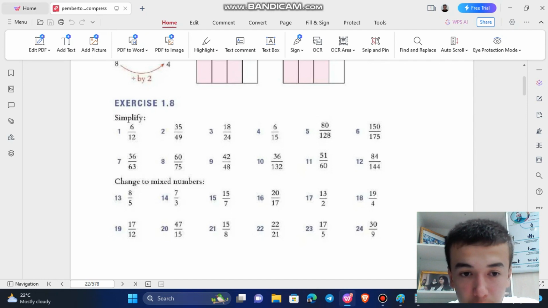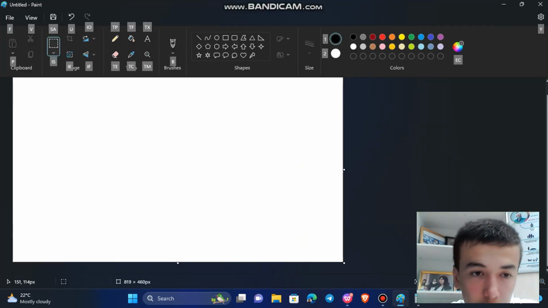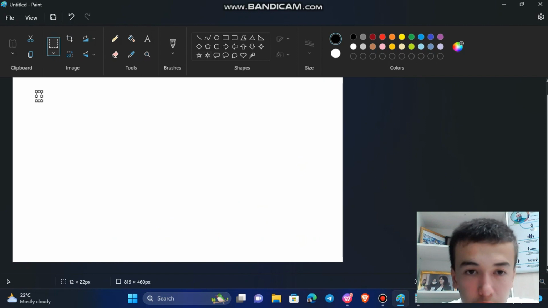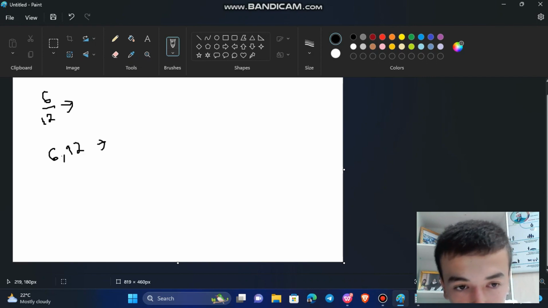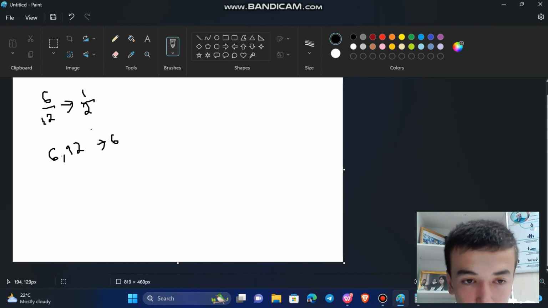Example 1. 6/12. So the highest common factor of 6 and 12 is equal to 6. So 6 can be divided by 6 and 12 can be divided by 6 also. So first we need to divide 6 by 6. The answer is 1. And 12 divided by 6 is equal to 2. So the answer is 1/2.